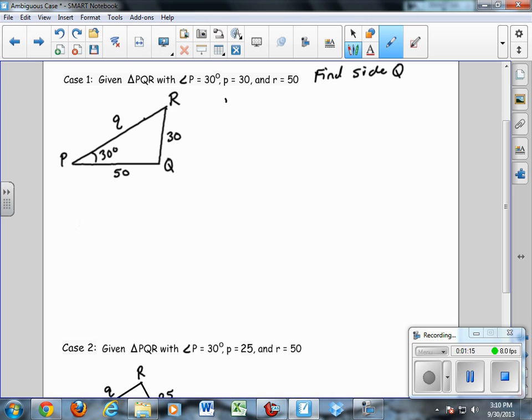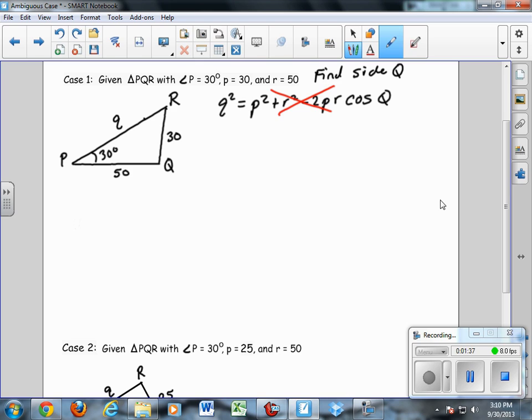So if you're thinking this, Q squared is equal to, don't write this down, P squared plus R squared minus 2PR cosine of Q. The problem is I don't know angle Q, nor can I find it because I don't know R either, and I don't know side Q. So this gives me too many variables, so I do not want to use this.